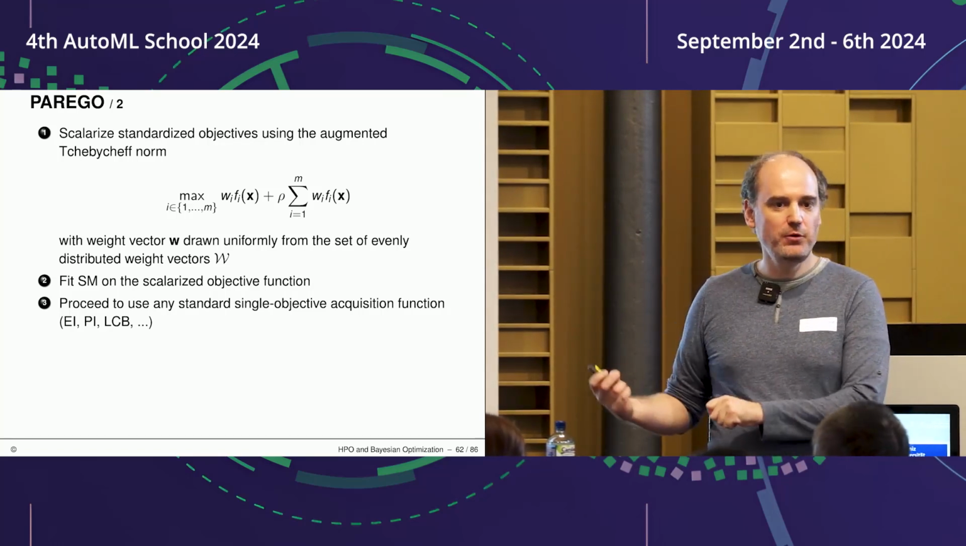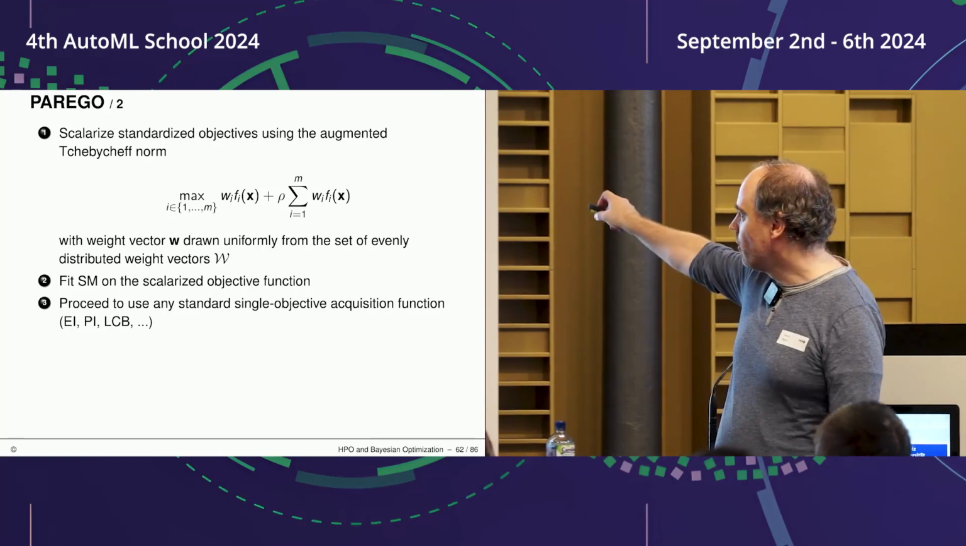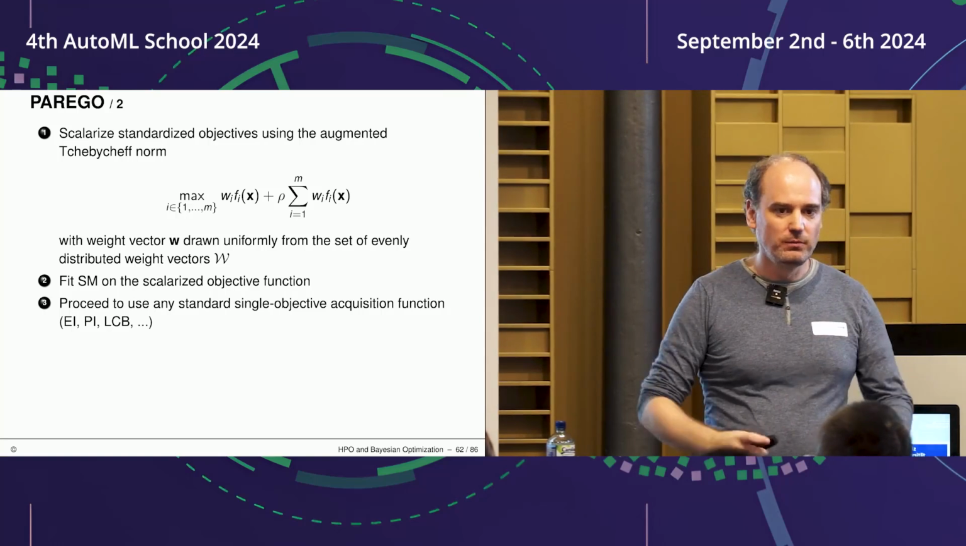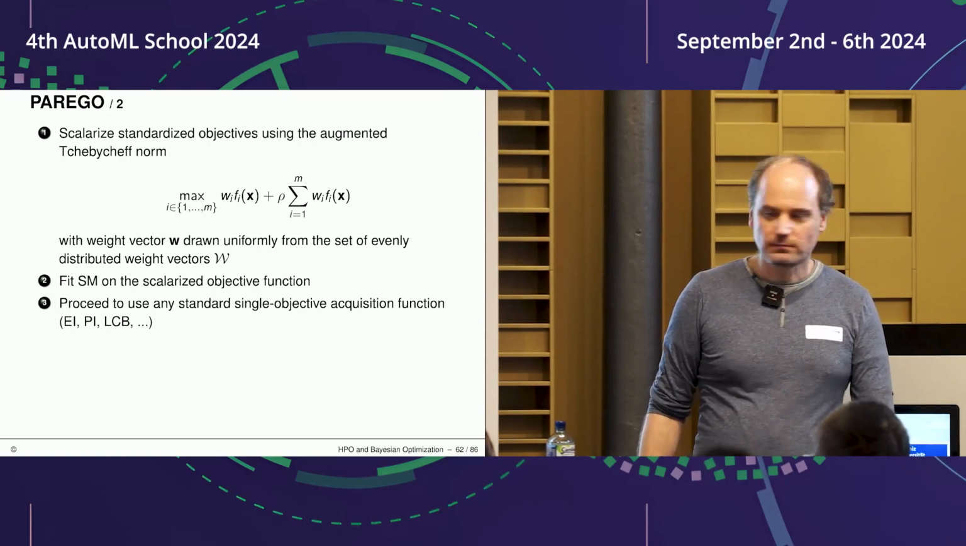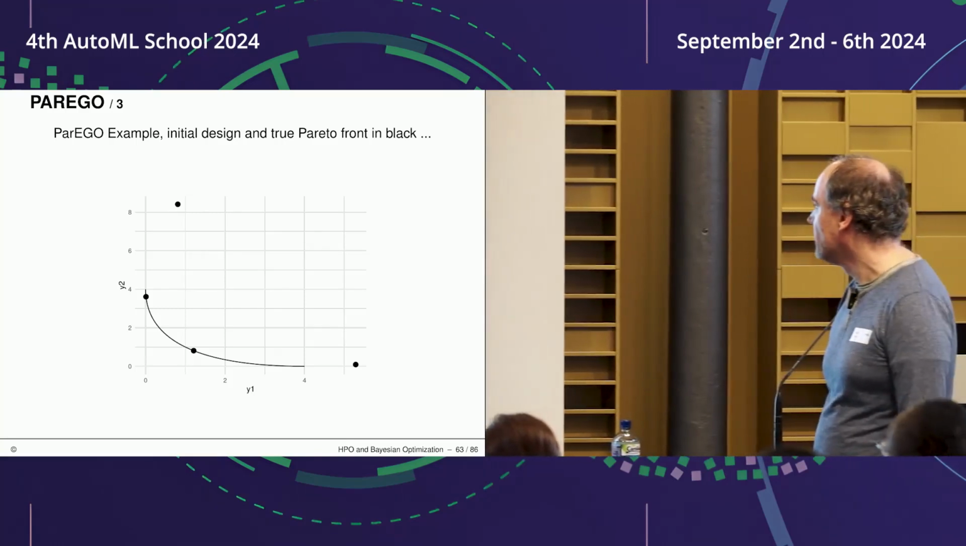You propose a point, you evaluate it, okay, it has now multiple outcome values, you put it in your archive, you draw again another random vector W, and you iterate, okay? Here is how this would feel like visually.